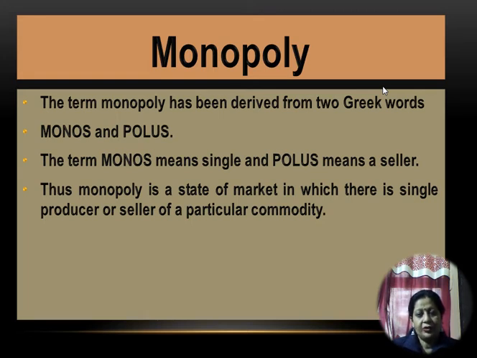If we talk about perfect competition, there we discussed that there are a number of buyers and sellers selling the same commodity, that is a homogeneous product with the same price. Now if we talk about monopoly, that means monopoly is a market structure where there is only a single seller selling a commodity. So that market is known as monopoly.